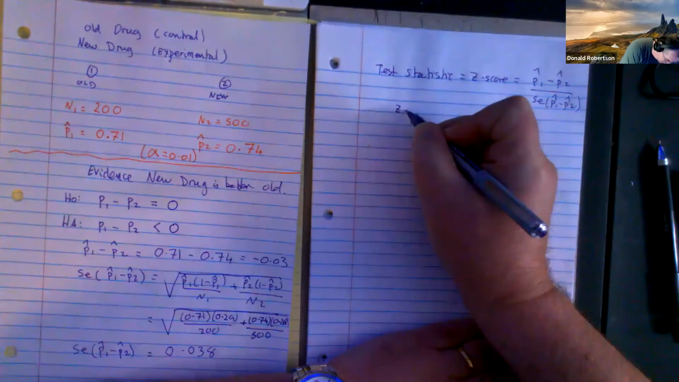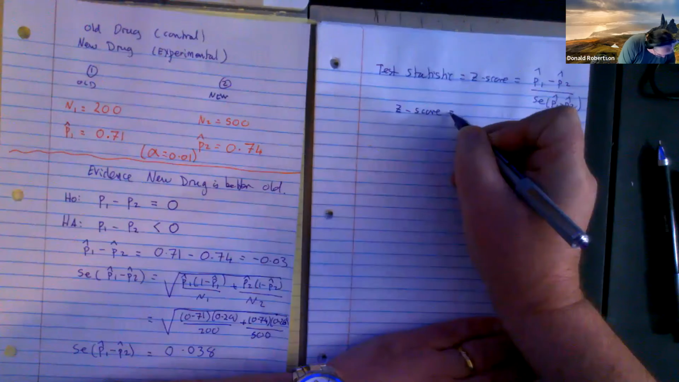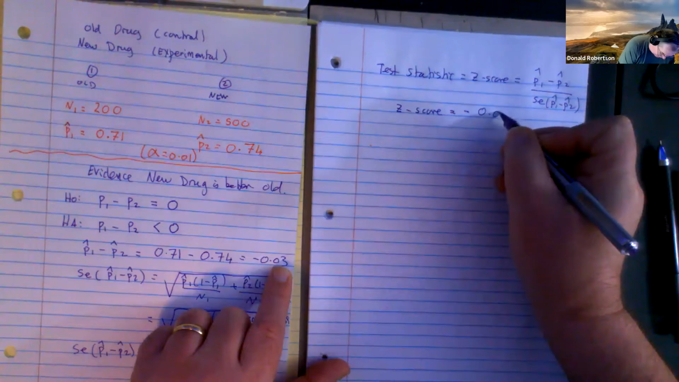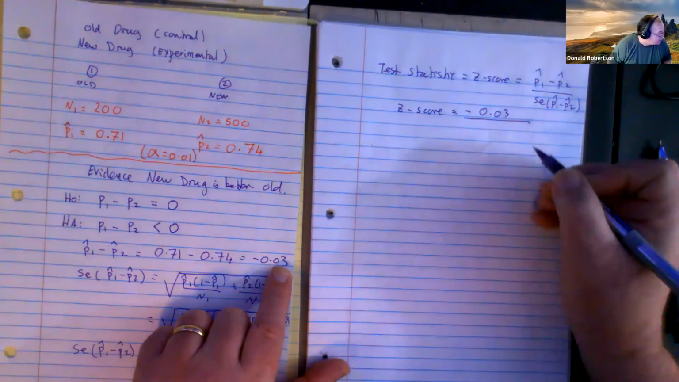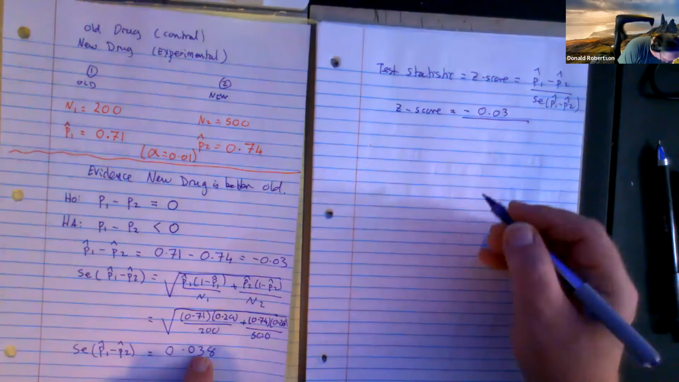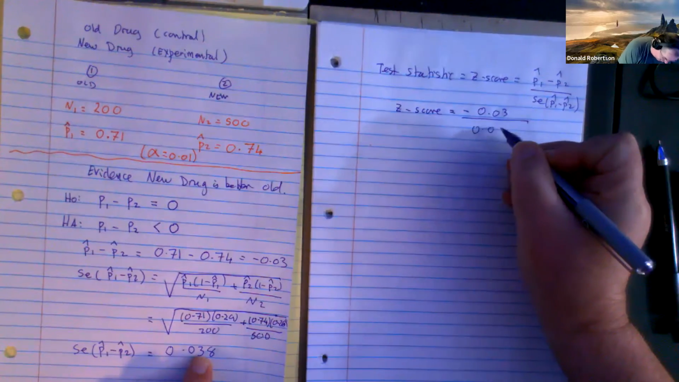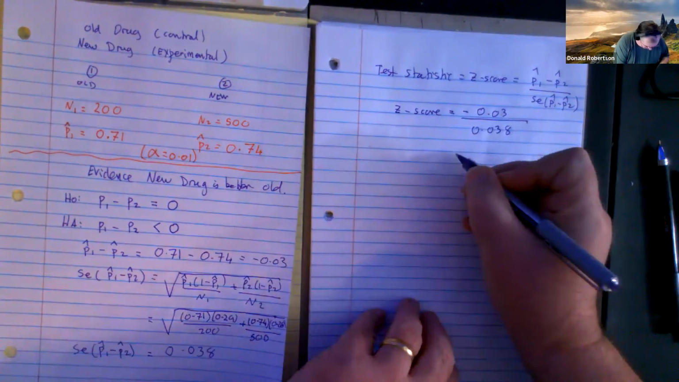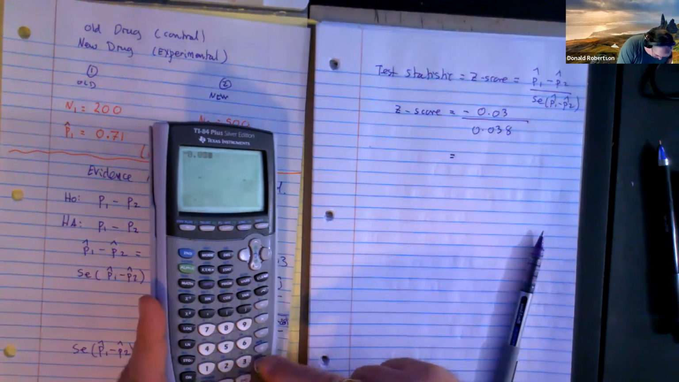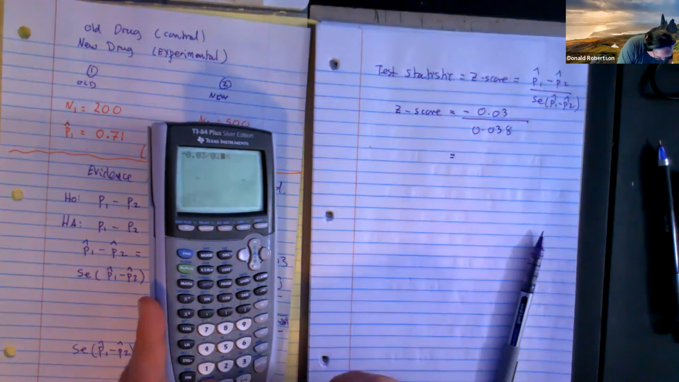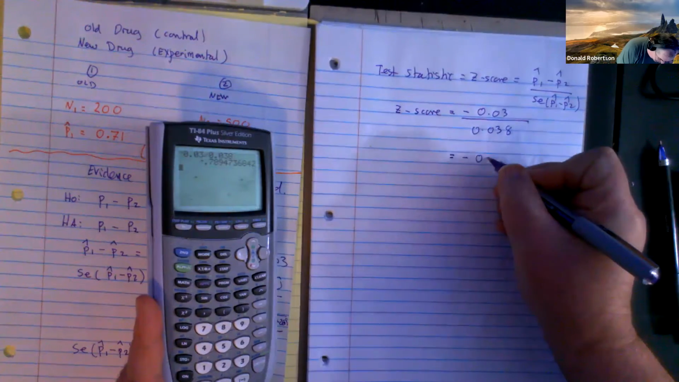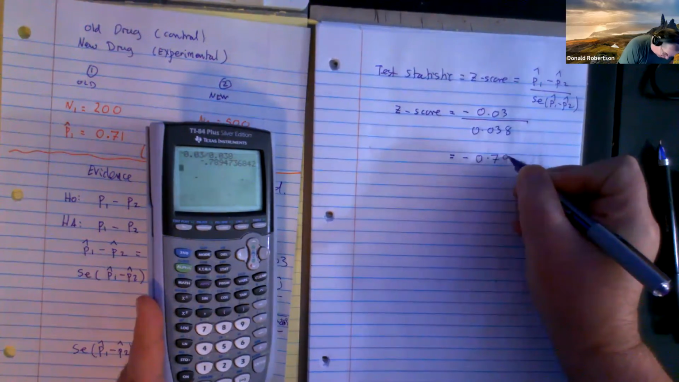So the Z-score is equal to negative 0.03 divided by 0.038, and negative 0.03 divided by 0.038, and we have negative 0.79 to 2 decimal places.